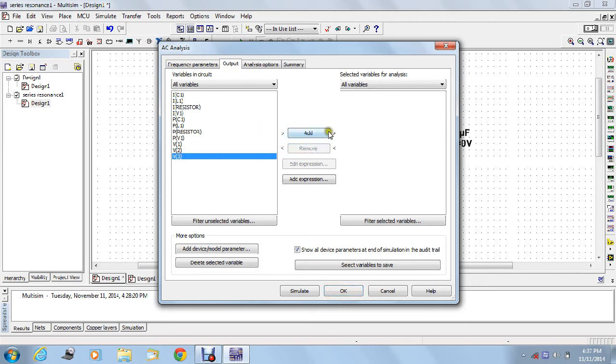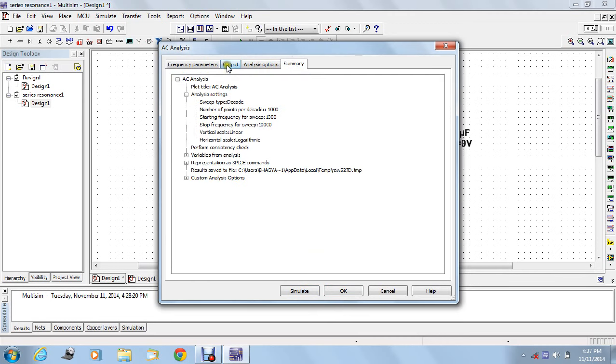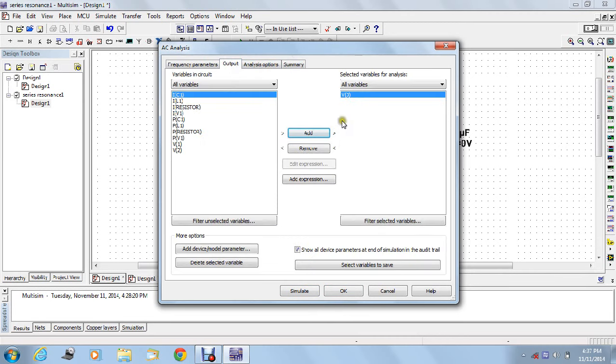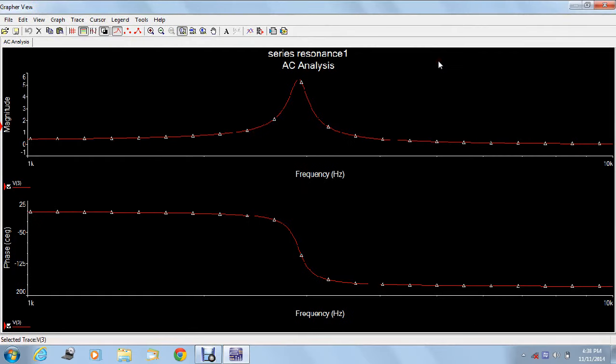You can add this parameter V3. Analysis options are customize or use Multisim default. This is your summary. So from output, when you add V3, simulate. So this is your graph for series resonance circuit.